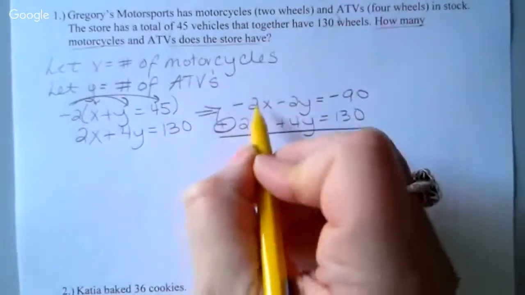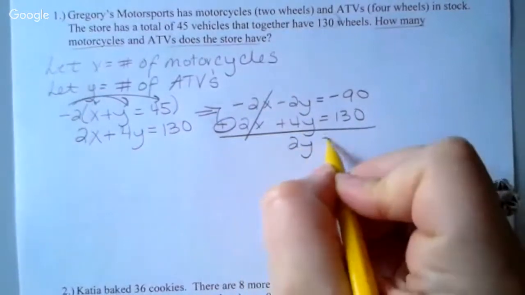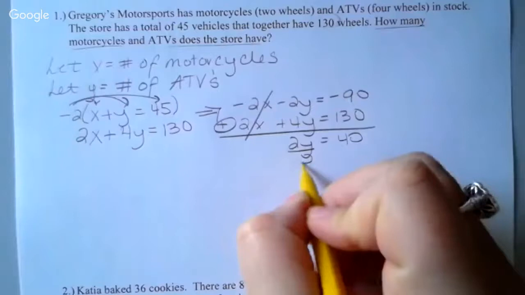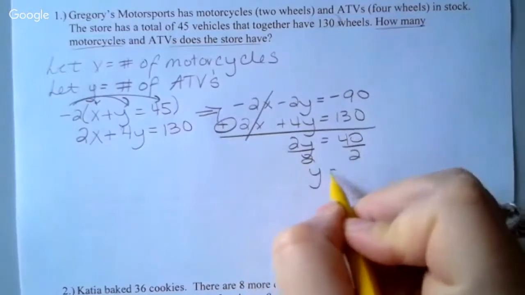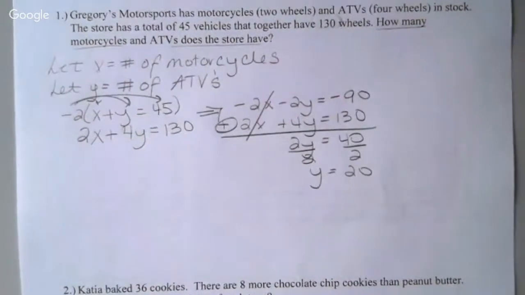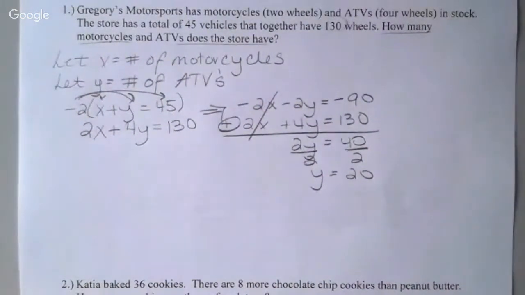So now when I add these together, the x's are gone. Negative 2y and 4y makes 2y. Negative 90 plus 130 makes 40. I would divide by 2. And y equals 20. So I know for right now that there's 20 ATVs. It wants to know how many of each we have. So I do have to go back and find out how many motorcycles now.